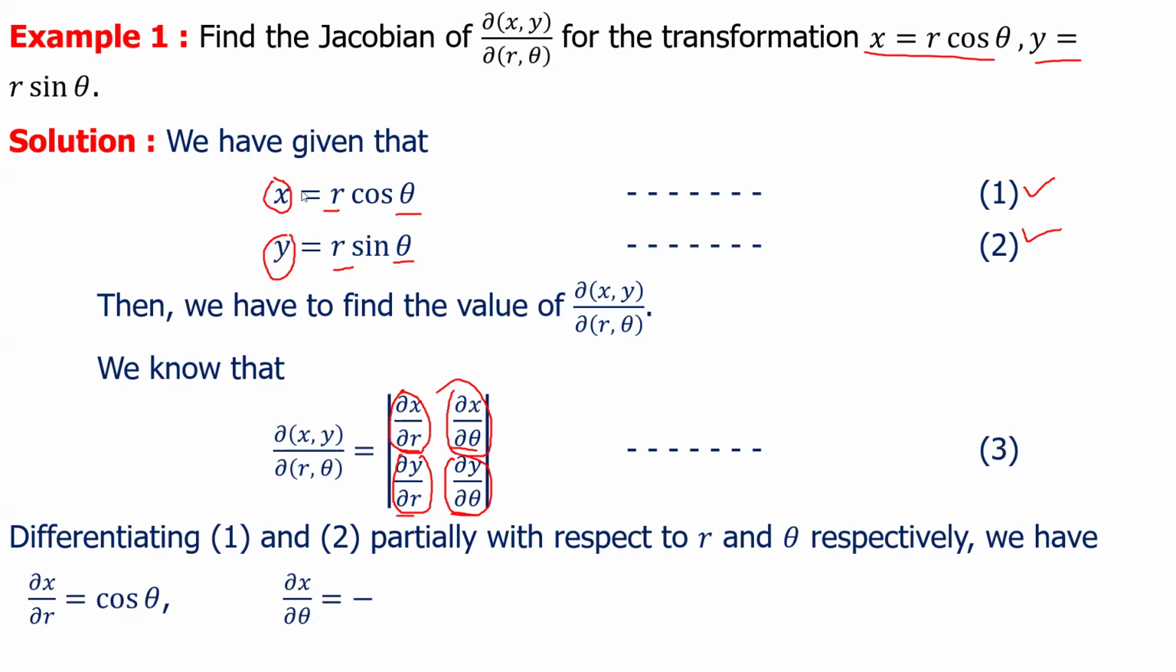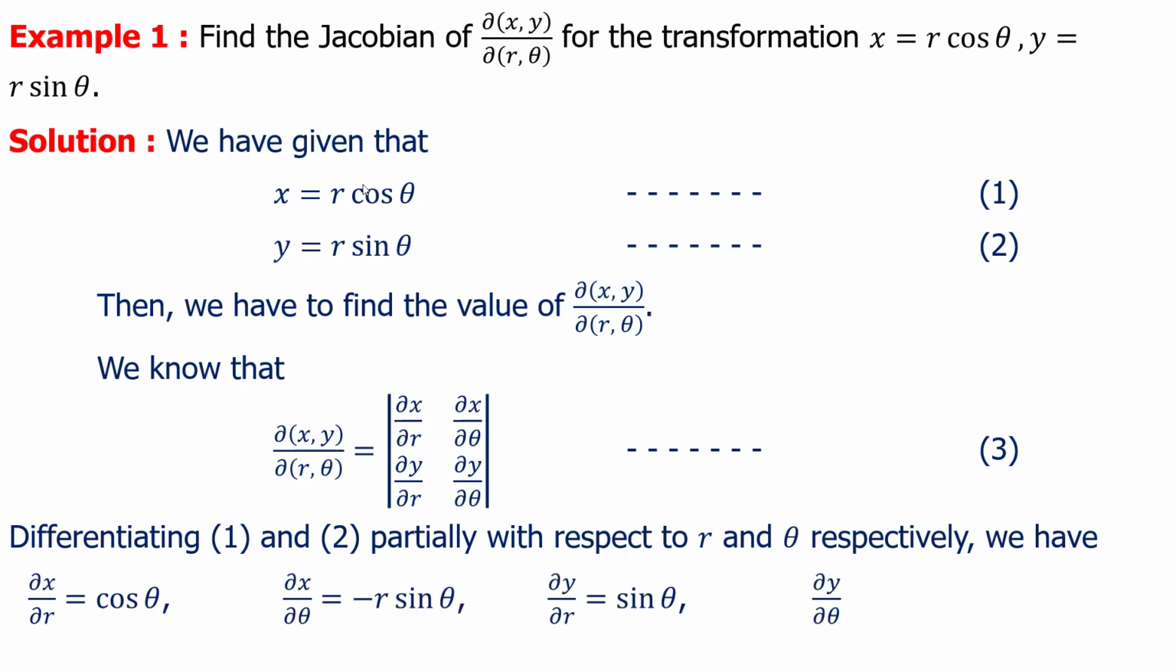first, what is the partial derivative of x with respect to r? If we find the partial derivative of x with respect to r, cos theta is constant and the derivative of r with respect to r is 1. So del x del r is equal to cos theta. Similarly, to find the partial derivative of x with respect to theta, we consider r constant, and we know the derivative of cosine theta is minus sine theta. So del x del theta is minus r sine theta.